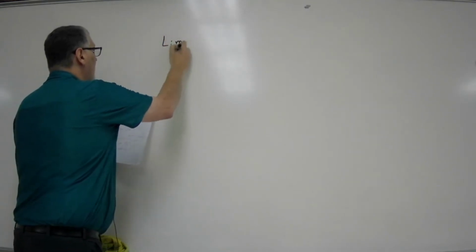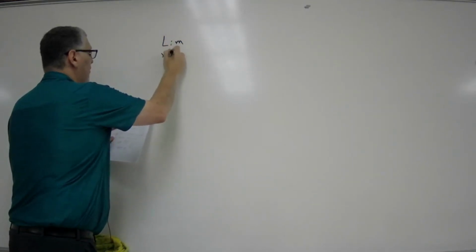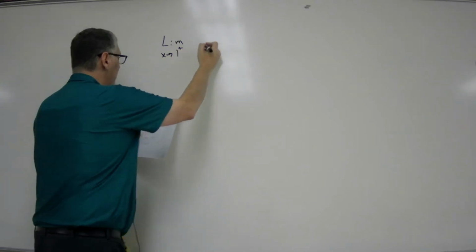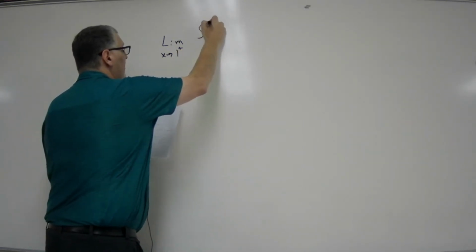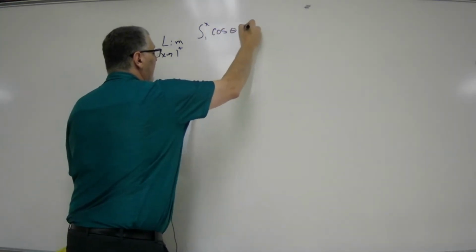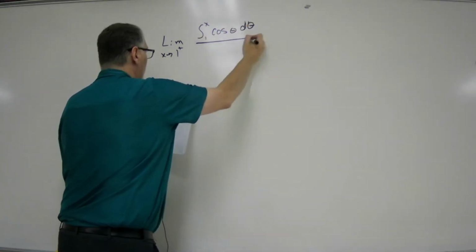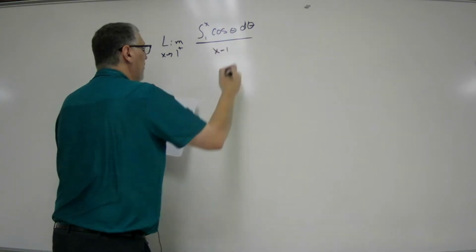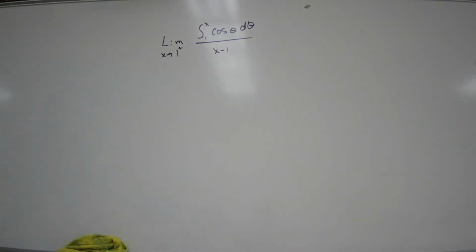They are going to say something like this. Well, first and foremost, let's do this one. The limit as x approaches 1 from the right of the integral from 1 to x of cosine theta d theta over x minus 1. So I want to take the derivative of this.